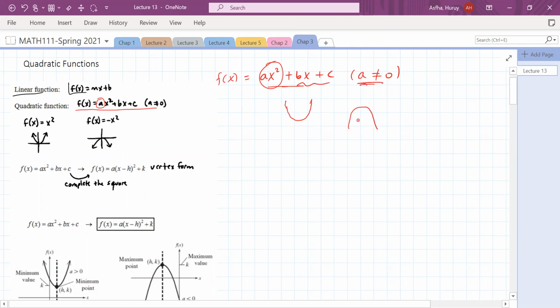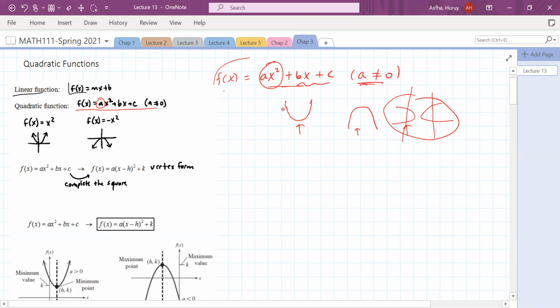You may ask, how about to the right or to the left? Well, this cannot happen, because if it opens to the left or to the right, then it is not a function anymore. Remember the vertical line test: if a vertical line crosses the graph at more than one point, then we don't call it a function. But these two are functions. So if we have a function given by this form, the graph of such a function opens either upward or downward.